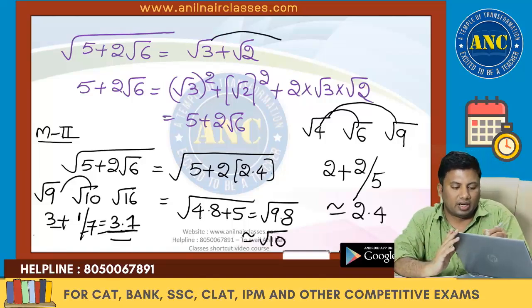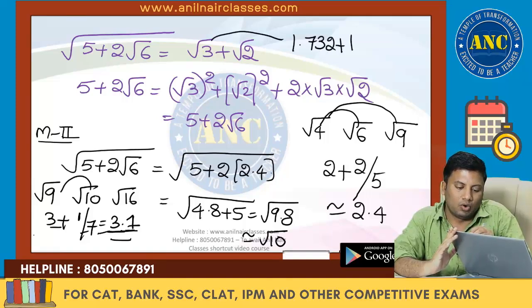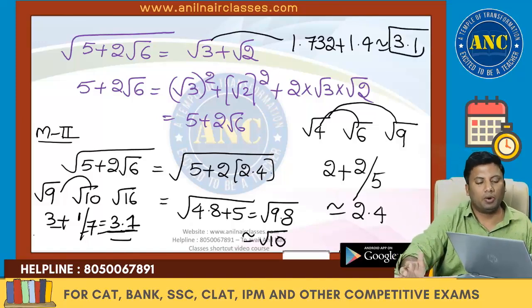You can check it out. Root 3 is 1.732 and root 2 is 1.4. Approximately 3.1. Both are matching. I hope it is clear.